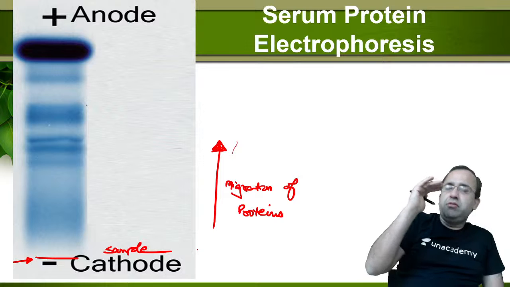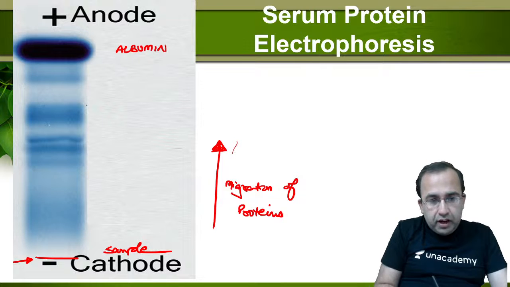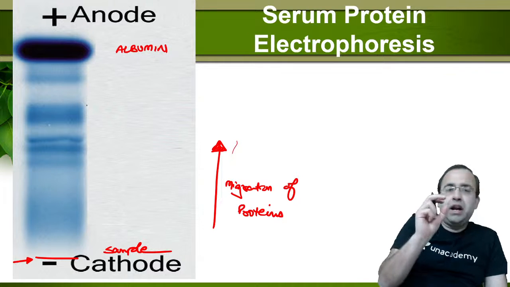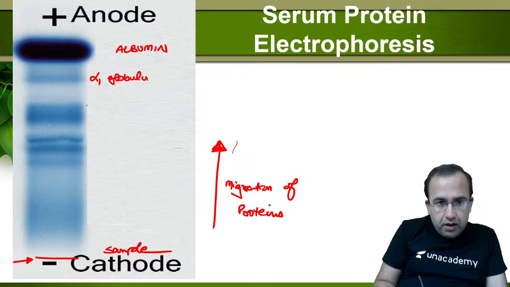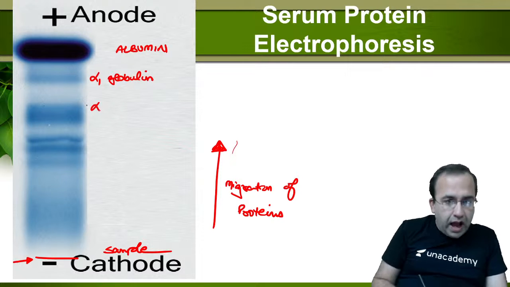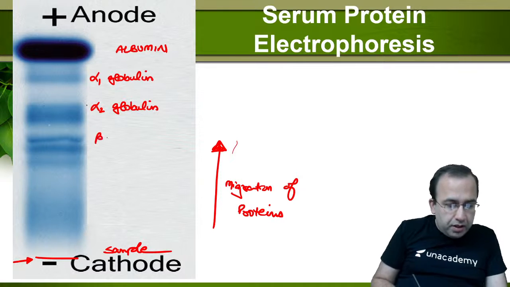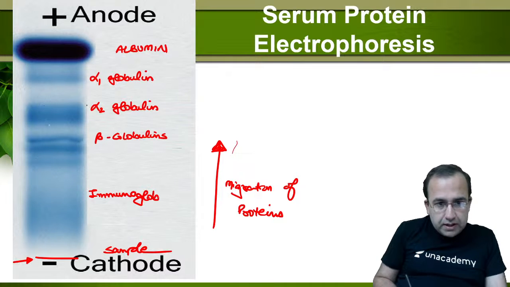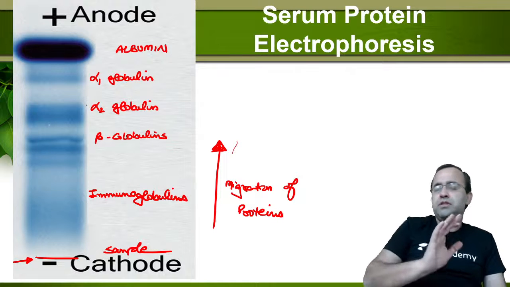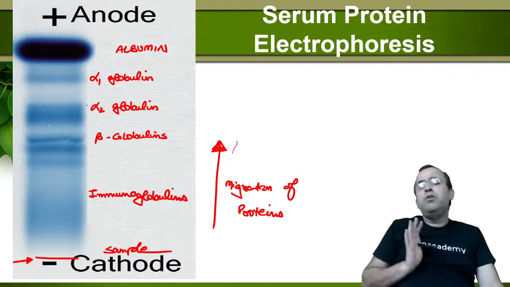Now, farthest from the point of application of the sample is the thickest band, the band of albumin, followed by alpha 1 globulin, next alpha 2 globulin, then the beta globulins, and the last is immunoglobulins. This is protein electrophoresis: albumin, alpha 1 globulin, alpha 2 globulin, beta globulin and immunoglobulins.